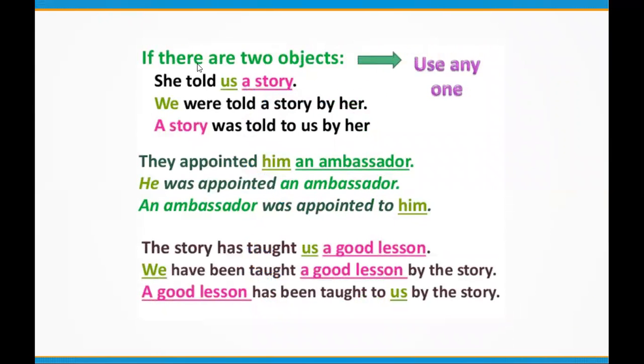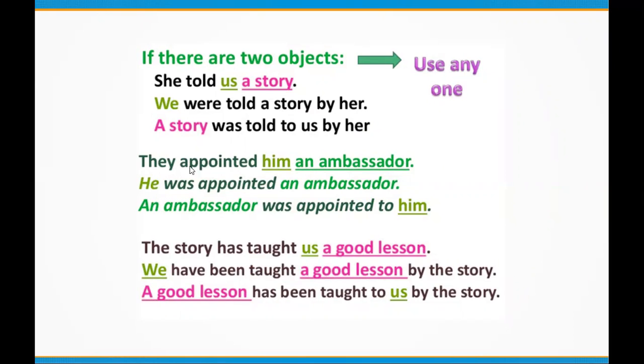Next, if there are two objects, you have to use any one. For example, she told us a story. How will you change it into passive voice? We were told a story by her. Here, us refers to we. So, we were told a story by her. Otherwise, a story was told to us by her.